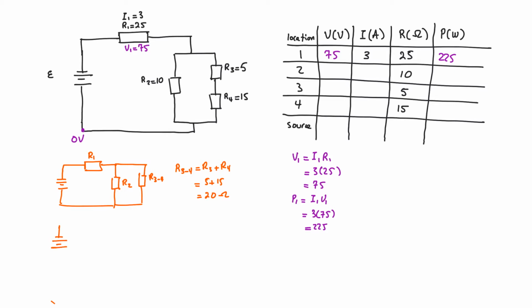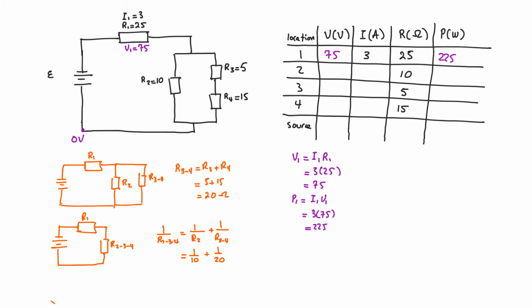So I'll have resistance 1 here, and instead of having those, I'm going to have resistance 2, 3, 4 all combined. Because they're in parallel, 1 over resistance 2, 3, 4 is going to equal 1 over the resistance of 2 plus 1 over the resistance of 3 and 4. So this is going to equal 1 over 10 plus 1 over 20.